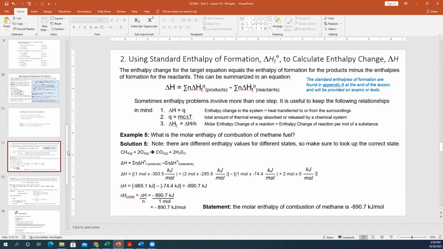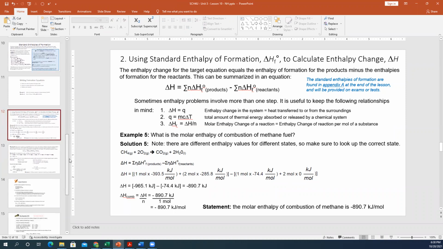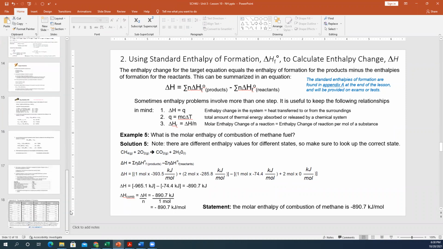Now I'm just going to scroll to the end to make sure that I do have these values at the end of this. Yes, I do.